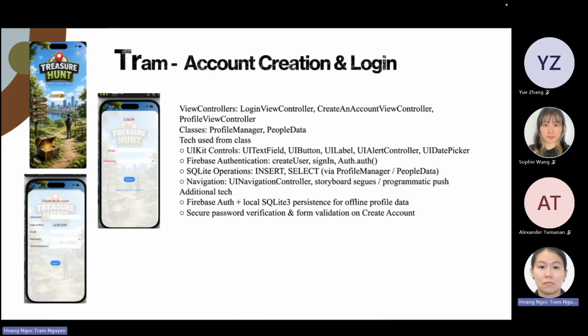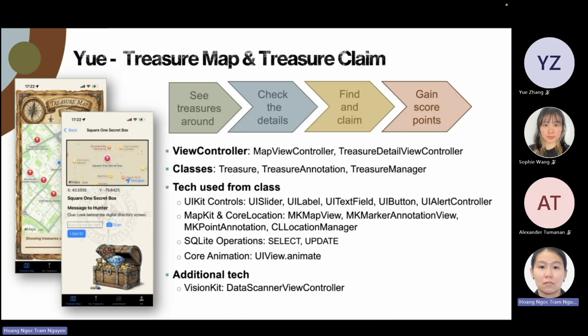In addition, I combine Firebase authentication with local SQLite storage, so user profile data is available even when the device is offline. I also implemented form validation and secure password verification to ensure users enter valid information before creating an account. Now I will pass to my friend.